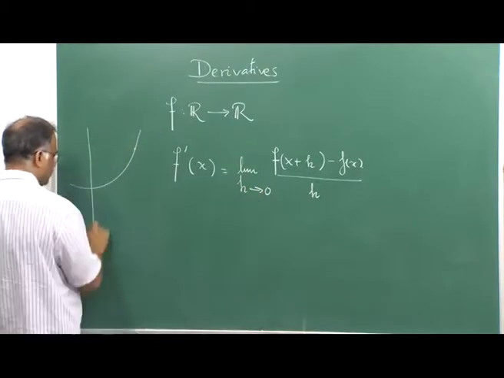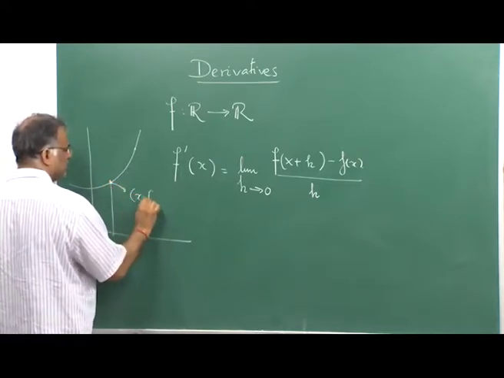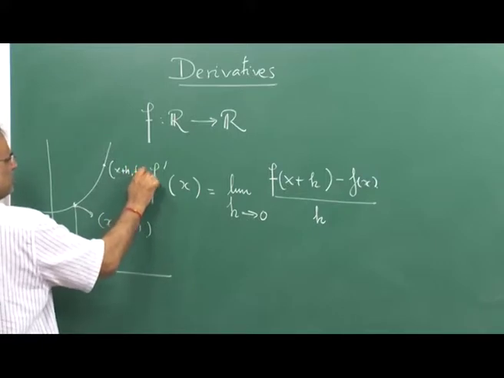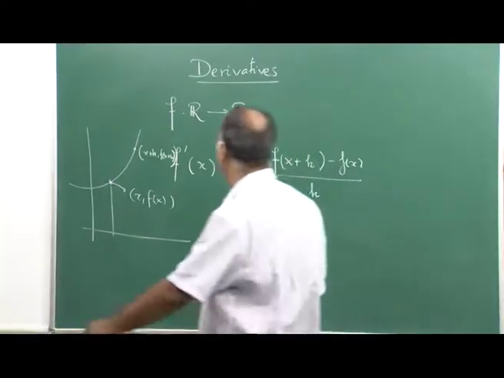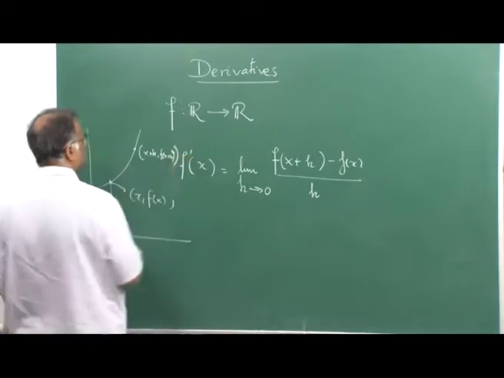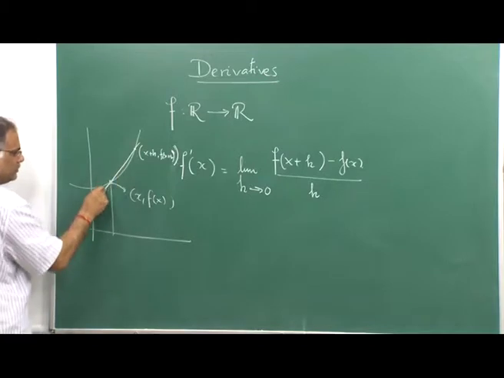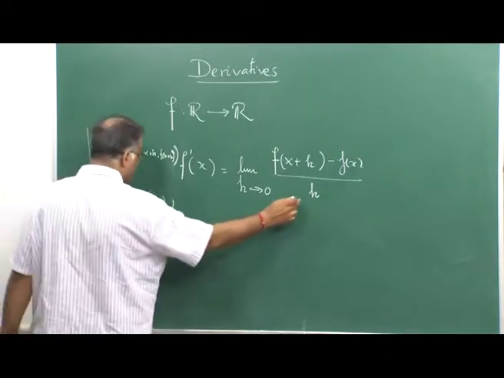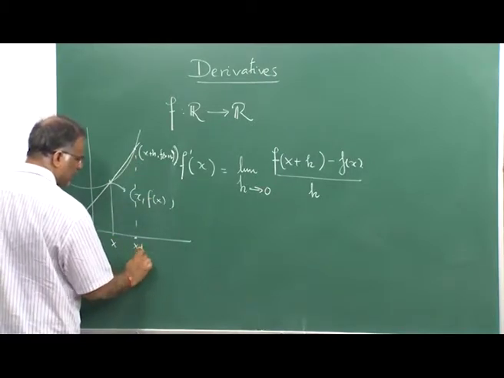So, this is my coordinate point x, f(x), and this is my coordinate point x plus h, f(x plus h). So, this ratio that you see is nothing but the slope of this line. Now, if you have h becoming smaller, so this was my x, and this was x plus h, so this was h.